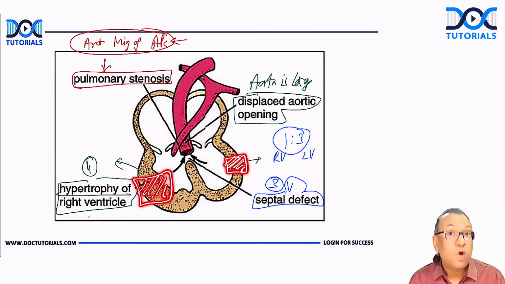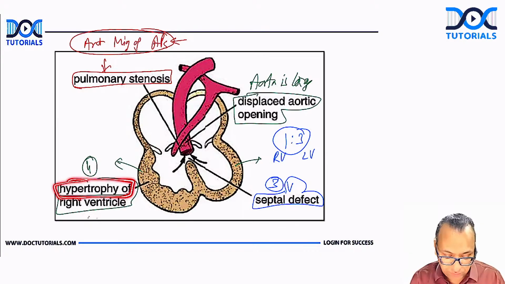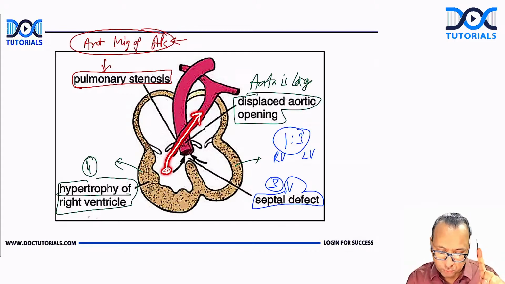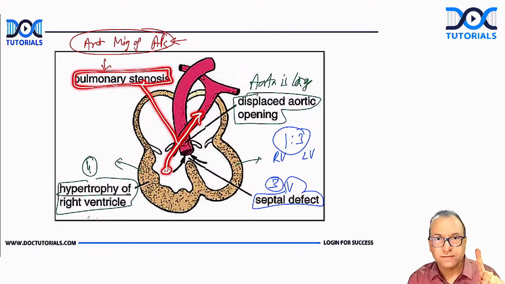But why is the right ventricle undergoing hypertrophy? You can understand 2 reasons. Reason number 1: the right ventricle is trying to push blood into this narrow vessel, which is pulmonary stenosis. So it has to work more, isn't it?